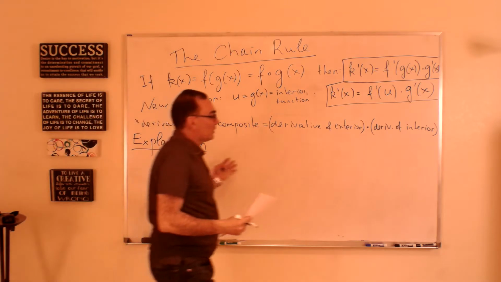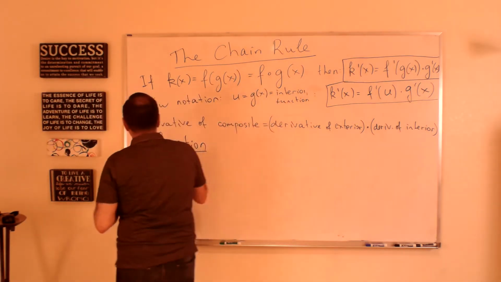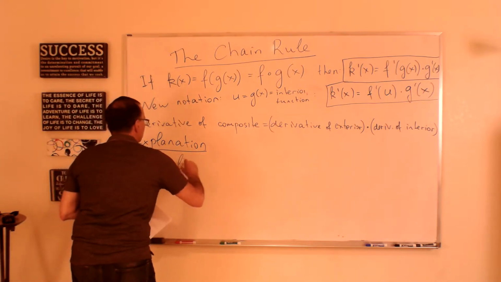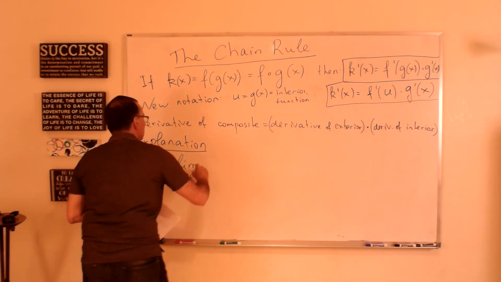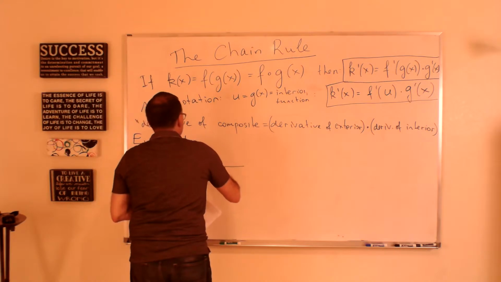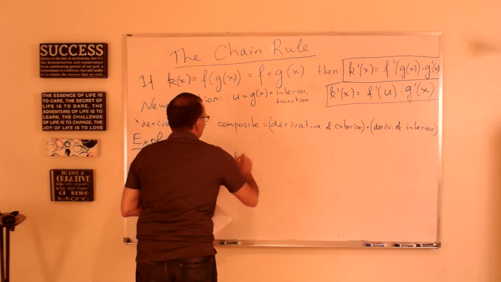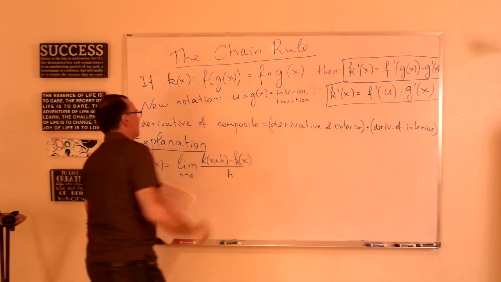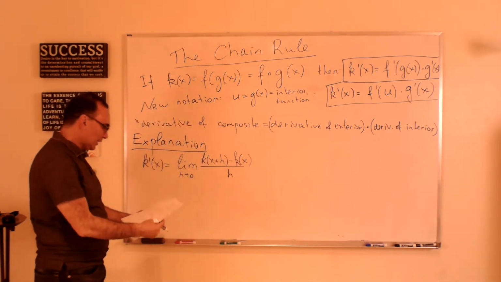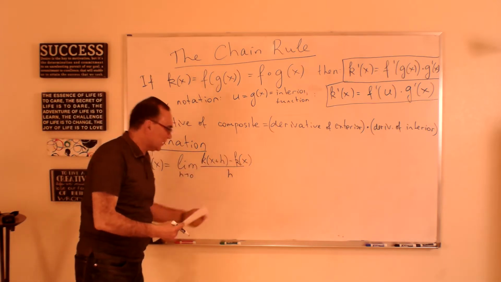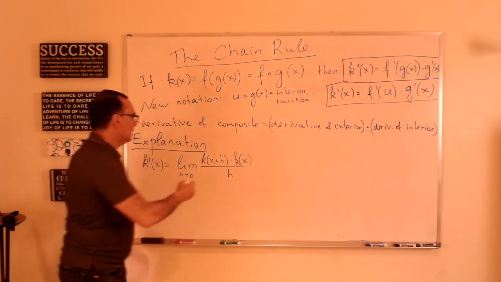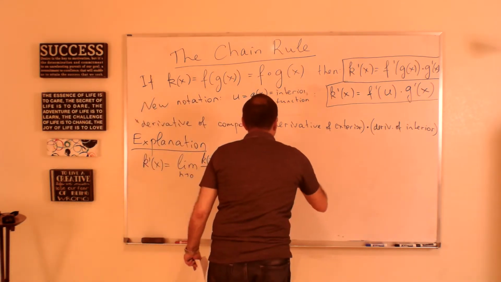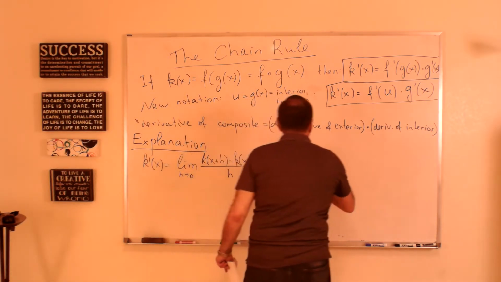Again, all those proofs or explanations start with the same. So we start with k prime of x equals the limit as h approaches 0 of k of x plus h minus k of x divided by h. And then we need to expand both k of x plus h and k of x.